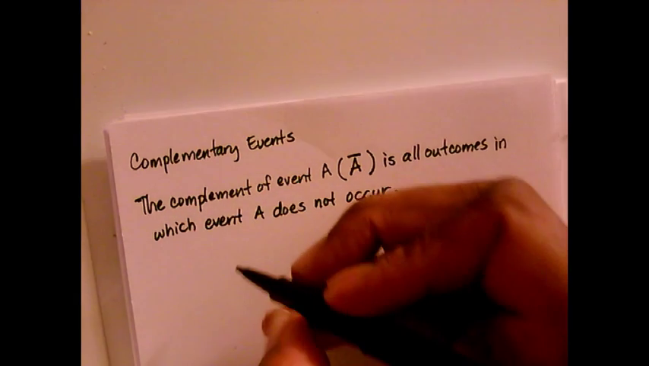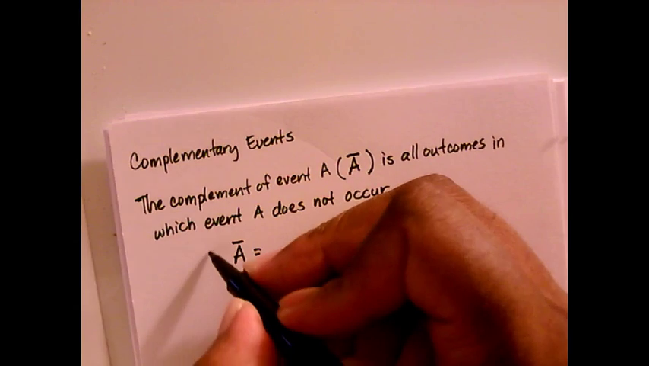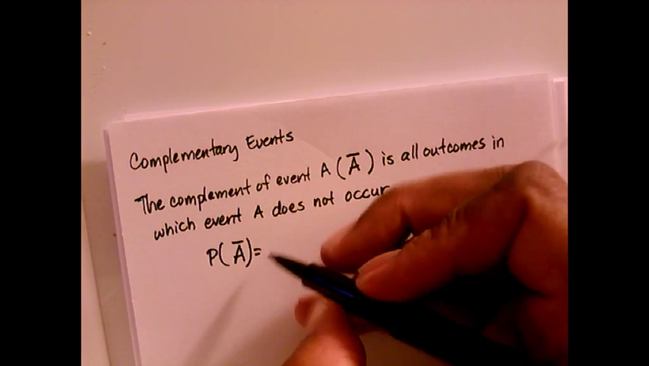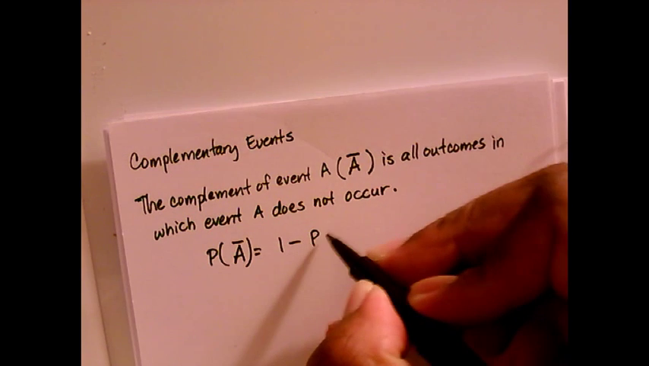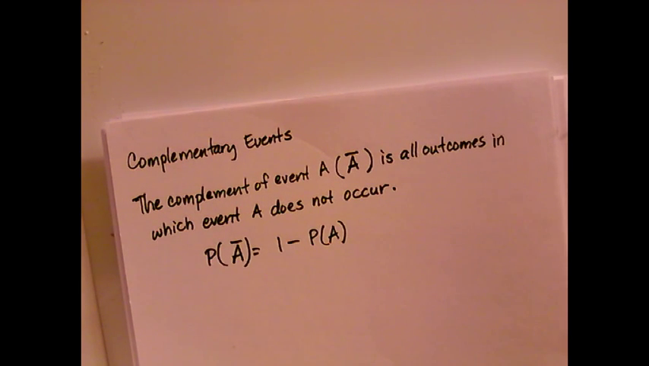So in other words, if we know the probability of event A occurring, then the probability of the complement will simply just be 1 minus the probability of event A occurring. Okay. So that's all there is to it. You just simply subtract the probability of event A happening from 1 to get the probability of the complement of event A.